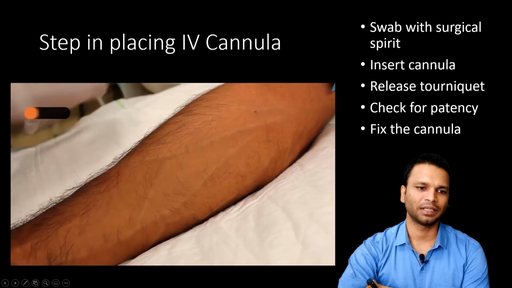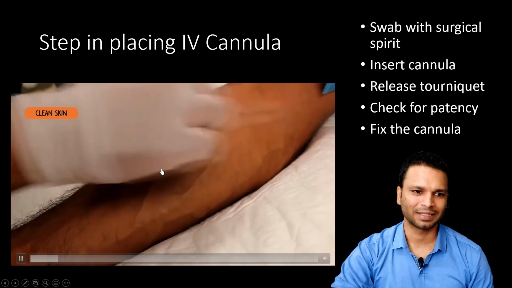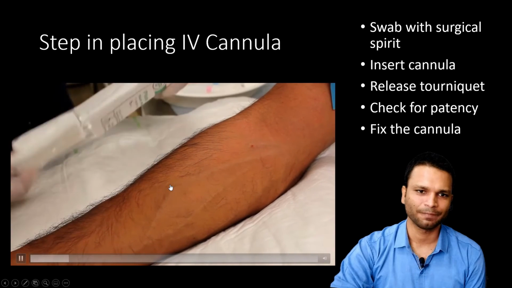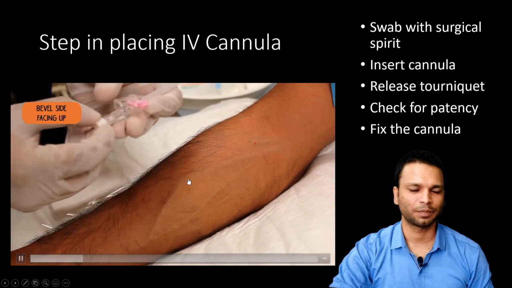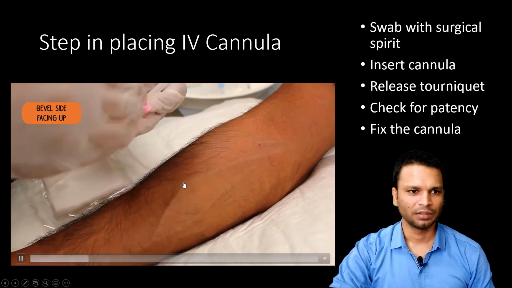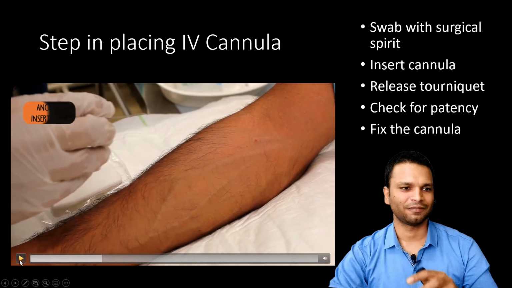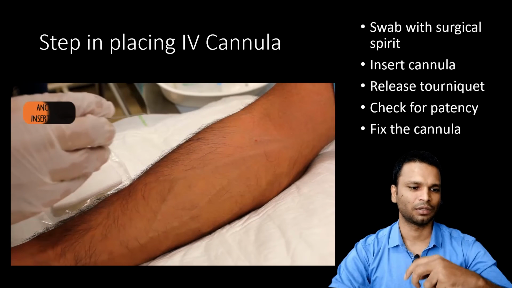So the doctor is palpating the vein. He has decided that he'll place the IV cannula at this site, and the IV cannula will be inside this vein. Okay, so he has disinfected the area with the surgical spirit. Now he has held the cannula with his fingers over the wing region and thumb over the locking cap region.